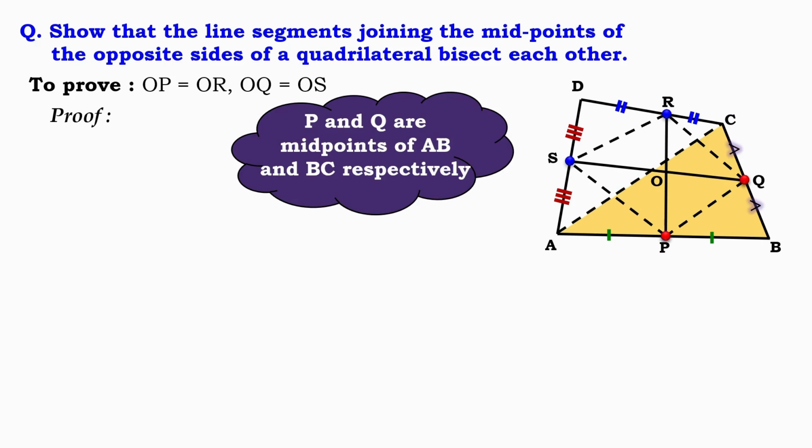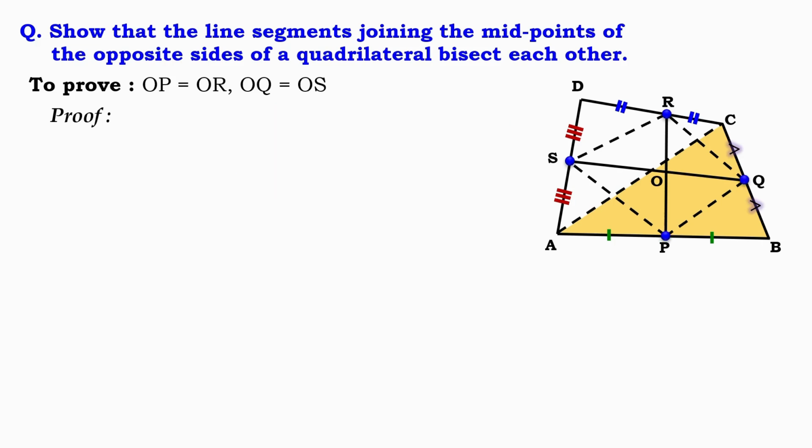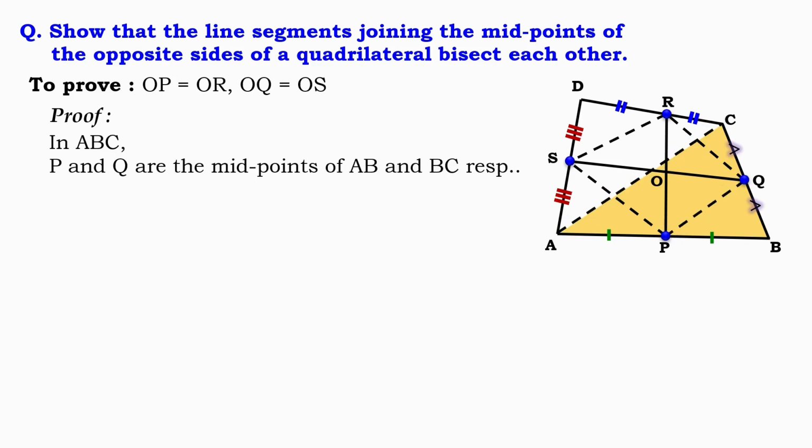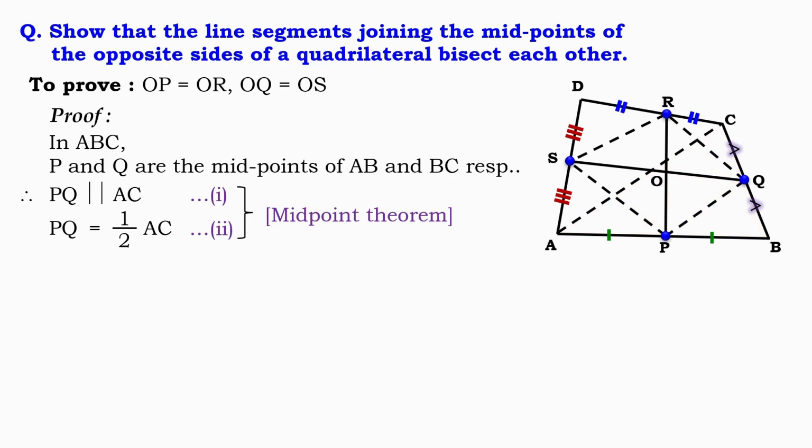P and Q are the midpoints of AB and BC respectively, right? So by midpoint theorem, we can say that PQ is parallel to AC and also PQ is half of AC. Okay. Now, in triangle ABC, P and Q are the midpoints of AB and BC respectively. So, we will just write that statement. So, PQ is parallel to AC. That is equation number 1. And PQ is also half of AC. So, that is equation number 2. Okay. So, we have to also write why we have written this statement, by using the midpoint theorem.